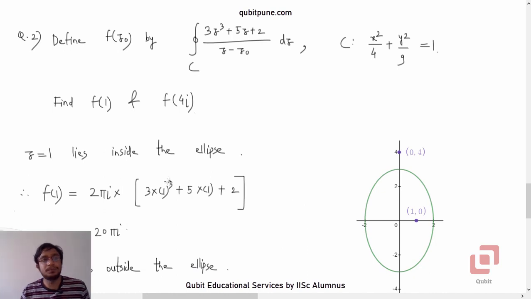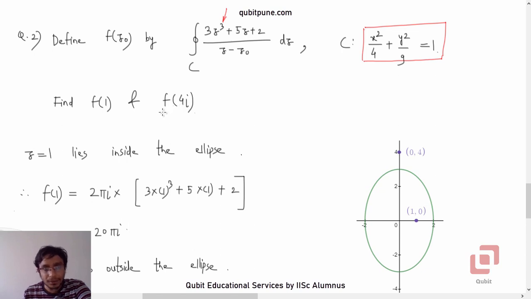Let's go to question 2. In this question, we are defining f of z0 by the line integral of (3z cubed plus 5z plus 2) upon (z minus z0), and C is our contour of integration or curve, which is the ellipse in the z plane, x squared upon 4 plus y squared upon 9 equal to 1. Our job is now to find f of 1 and f of 4i.